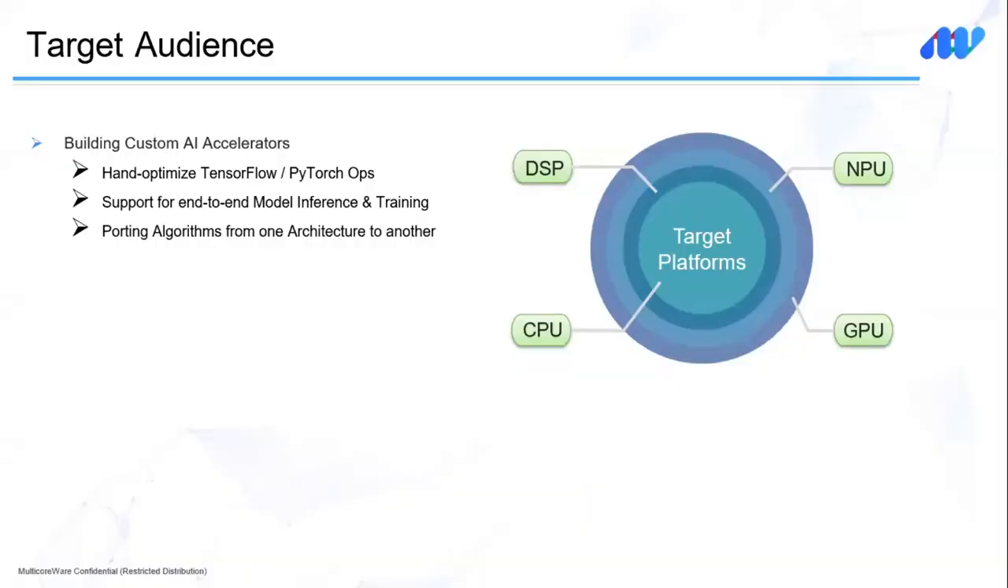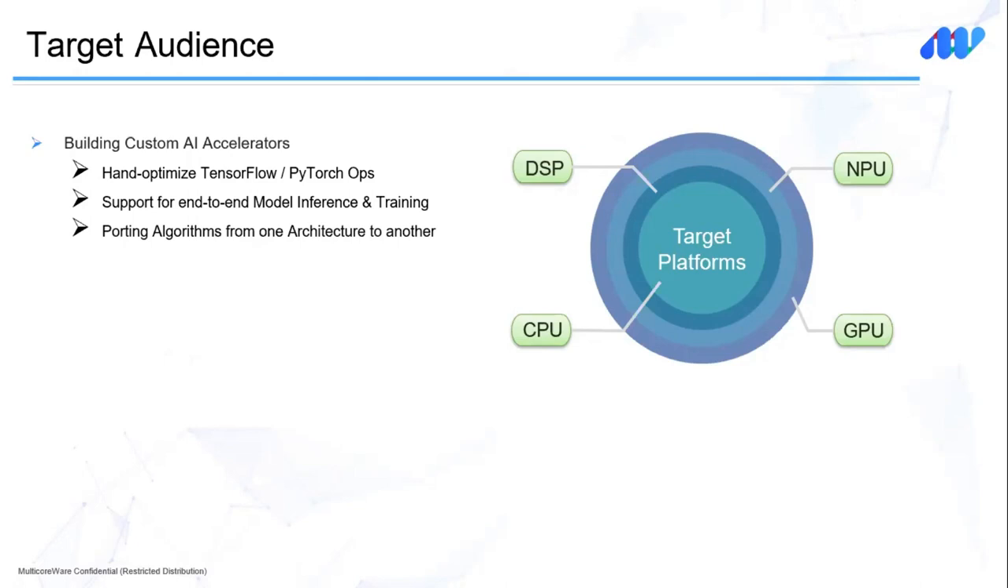So, who is our target audience for this webinar? If you are someone building your own custom AI accelerator, and if you're looking for software partners to hand optimize or hand tune neural network operations or numerical libraries for your architecture, or if you're planning to add support for end-to-end AI model inference or training, or if you're looking to port software or algorithms from one architecture to another, then this webinar might serve as a starting point to get to know about what we do as a company and engage with us on partnering and to get your requirements fulfilled.